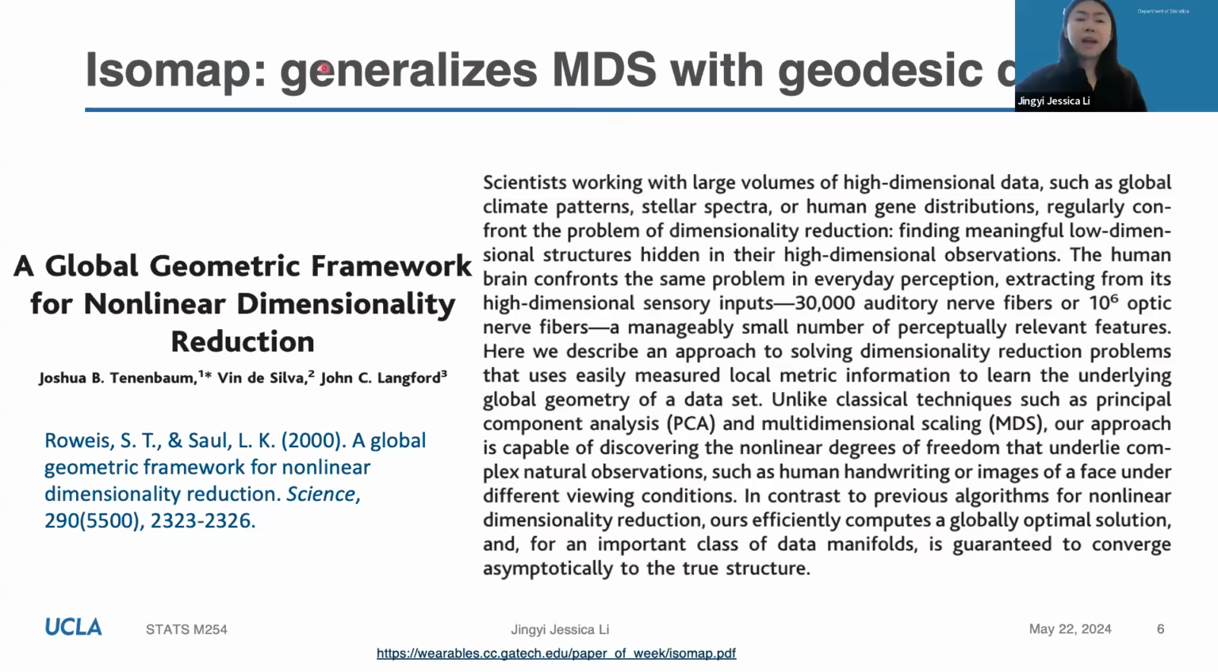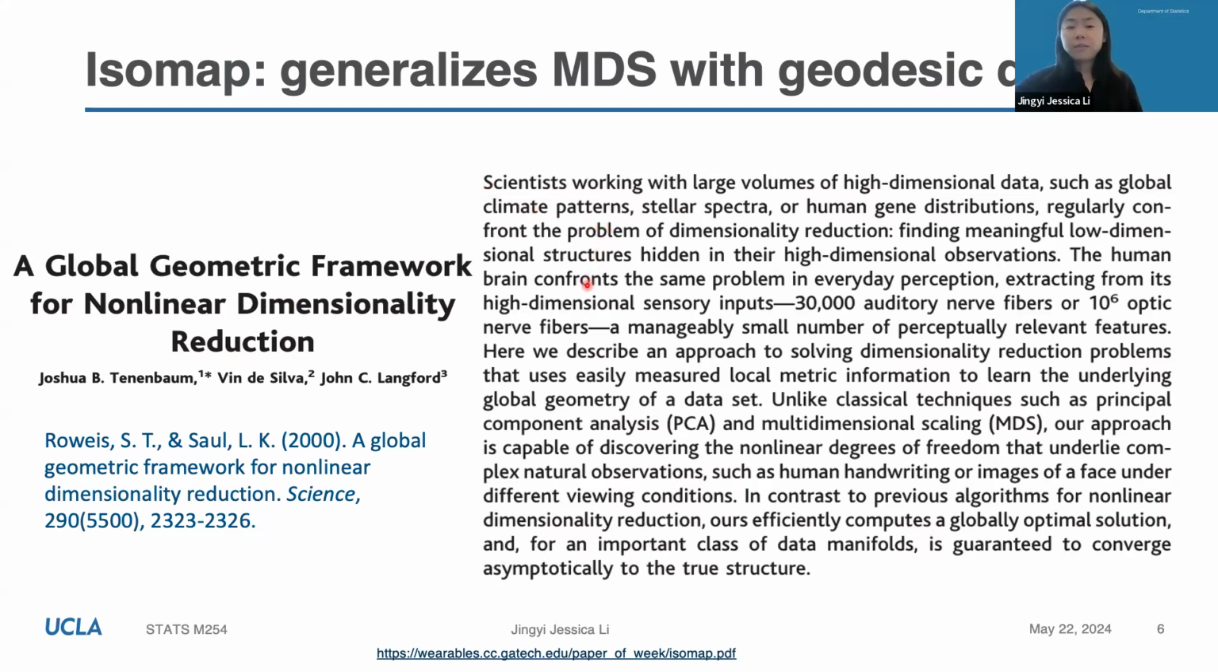And in ISOMAP, your input is no longer the Euclidean distance in the high dimensional space, but the geodesic distance in the high dimensional space. What does geodesic distance mean? It's a concept that goes together with manifold. So we'll introduce both of them. This is the paper, and let's first look at the abstract.